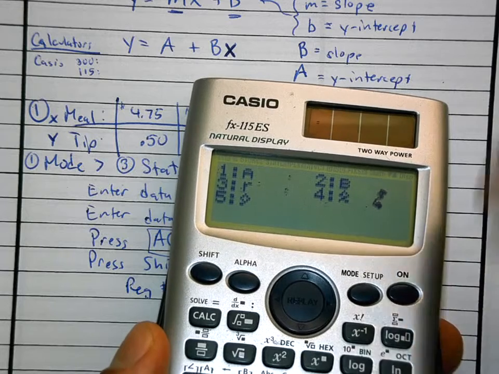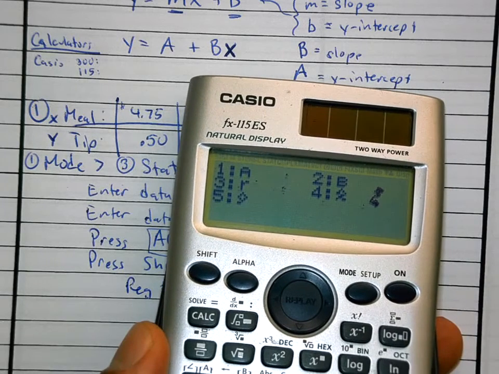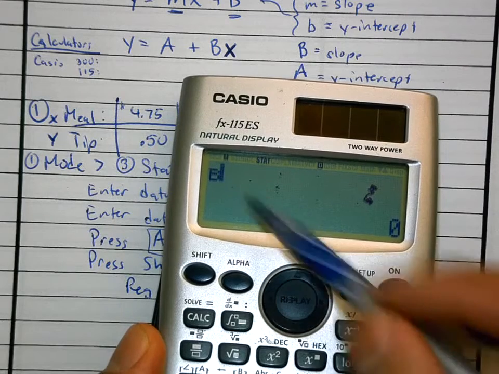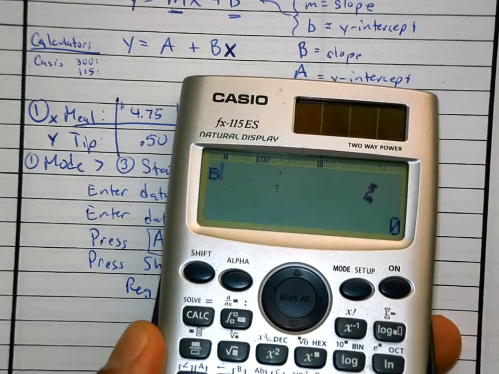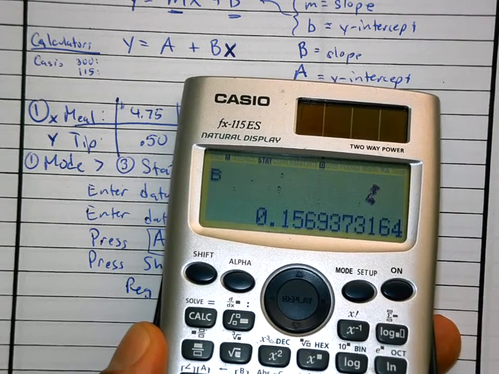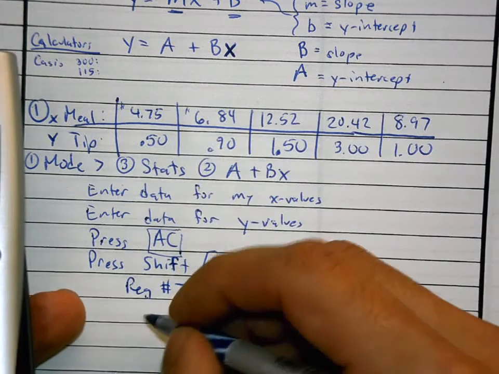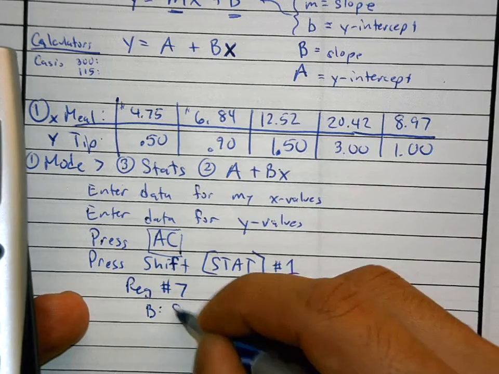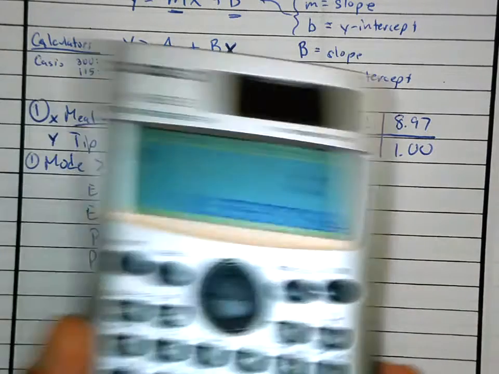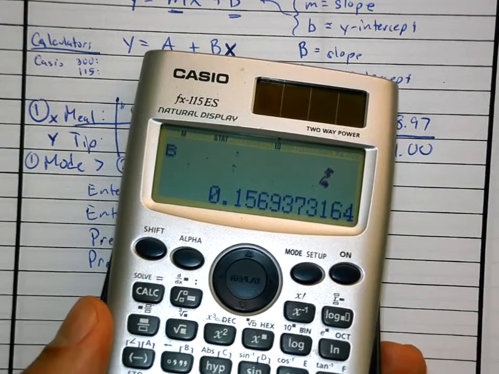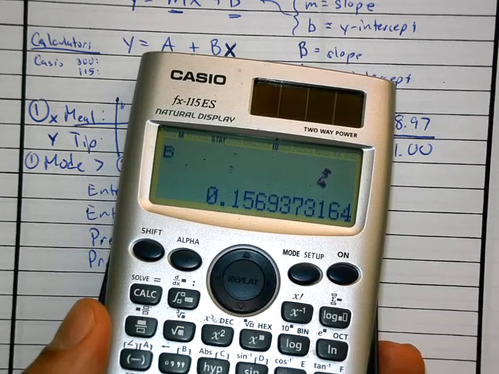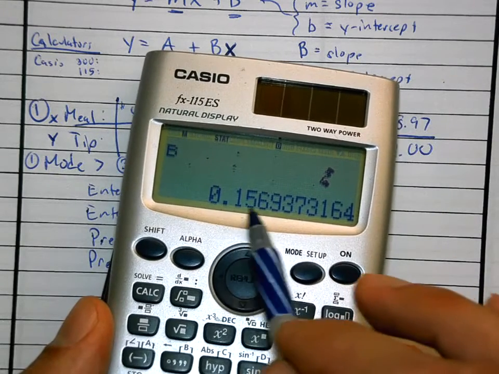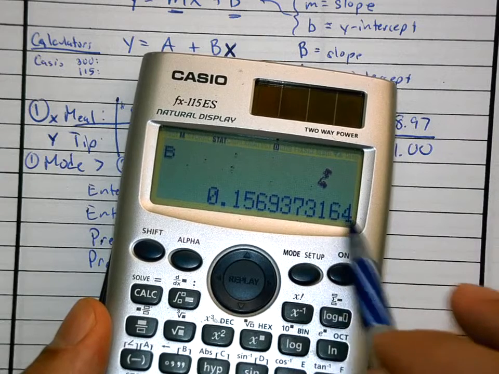So literally, let's write down what the B is first, number 2. And look on my calculator, it says B, and I press enter, and it gives me a number. Then I'm going to choose B, and B stands for your slope. My slope is 0.15693733164. It's going to figure out 1, 2, 3, 4, 5, 6, 7, 8, 9, 10 digits of the slope.